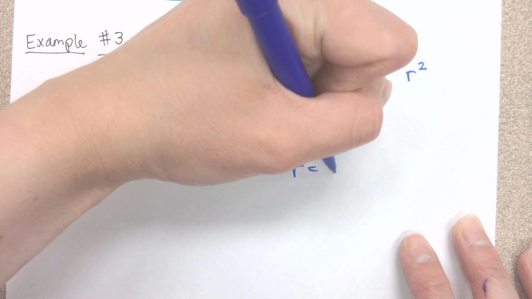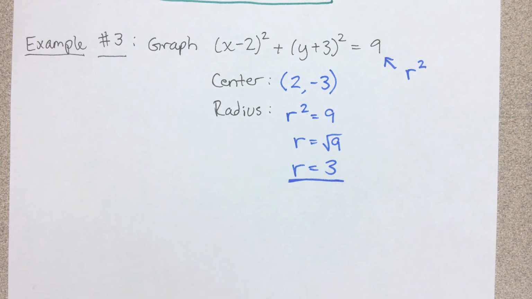So that means R is actually 3. We got name all 50 states. You know the song. I don't know the song.